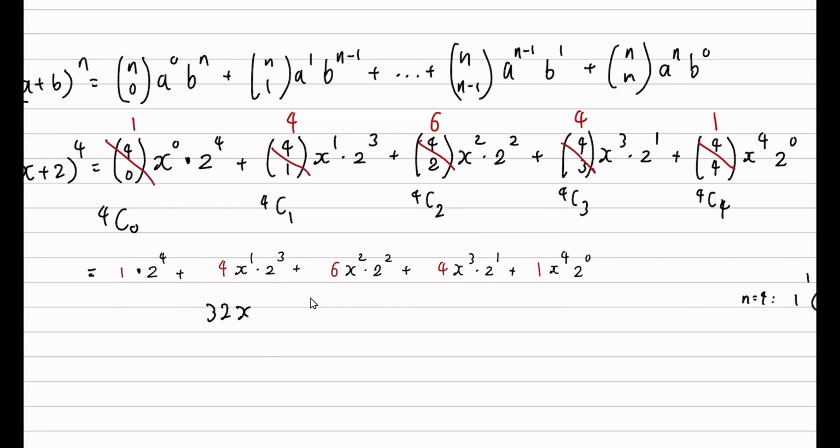I'll just do it quietly while you watch. I think you can understand what's going on. Six times 2 squared is 24. And then 4 times 2 is 8. 1 times anything power 0 is 1, right? 2 power 0 becomes 1. 1 times 1 is just 1 times x power 4. Answer. Is that okay?